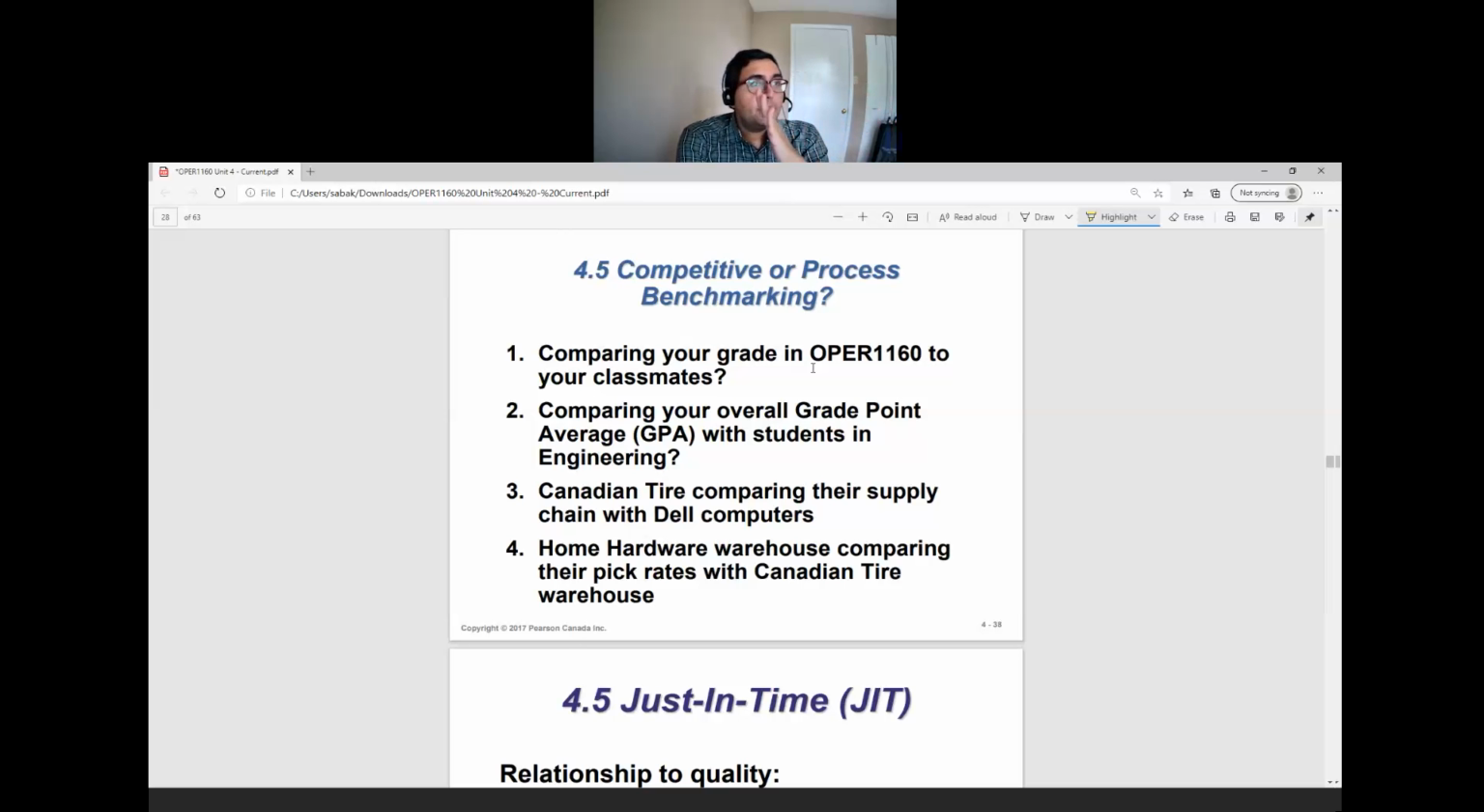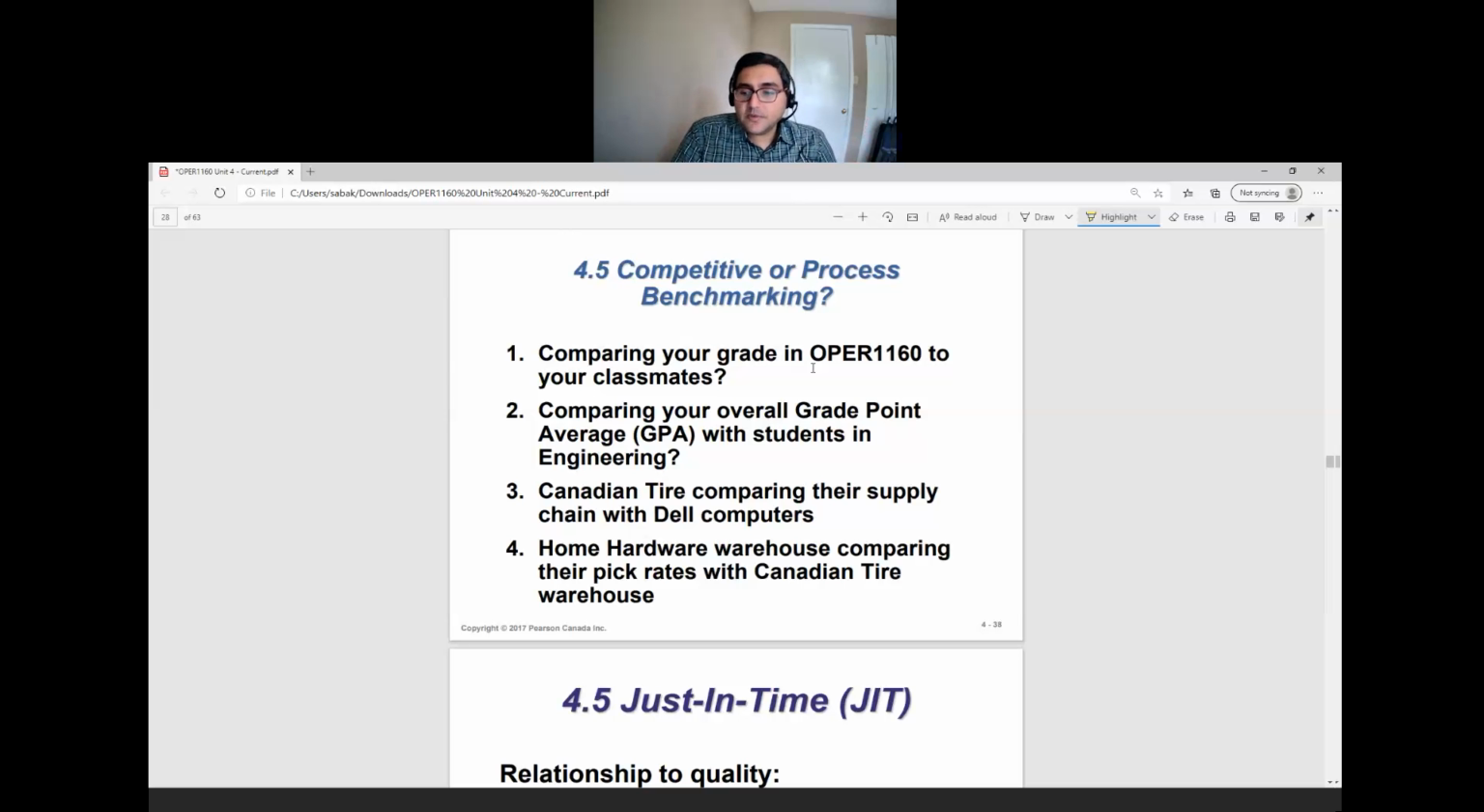Dell Computer is a different industry compared to Canadian Tire. So that comparison is a process level comparison, benchmarking. But Home Hardware Warehouse comparing their pick rates with Canadian Tire Warehouse is similar. Home Hardware and Canadian Tire are similar.